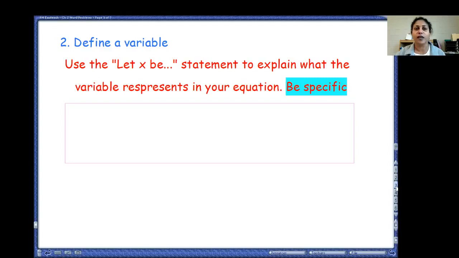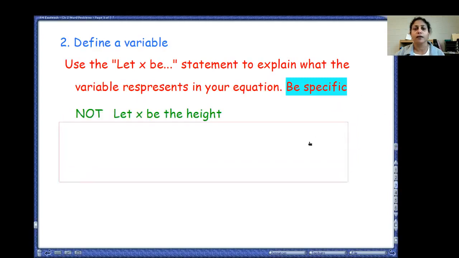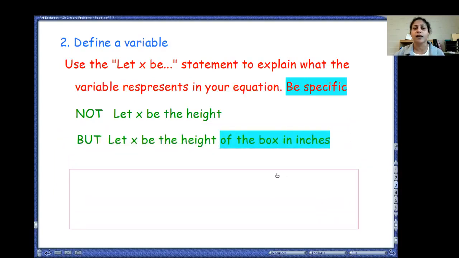When it says to define a variable, make sure that you use the let statement. And this let statement must explain what the variable represents in your equation. And try to be as specific as possible. You don't want to write some general thing like let x be the height. What is this height of and how much, what are the units? So make sure you write something very specific such as let x be the height of the box in inches. And that's how you really make your answer beautiful.